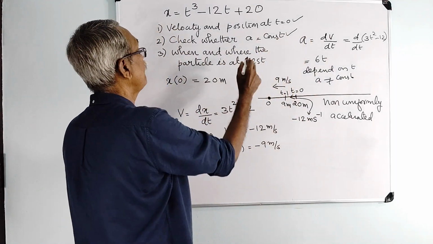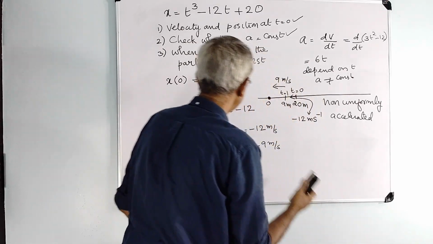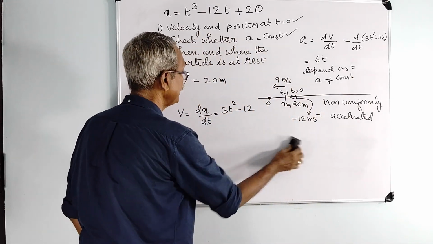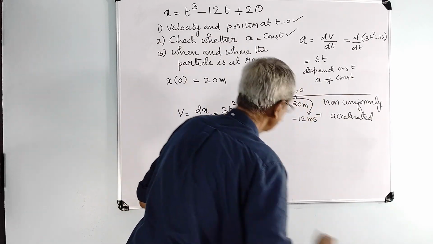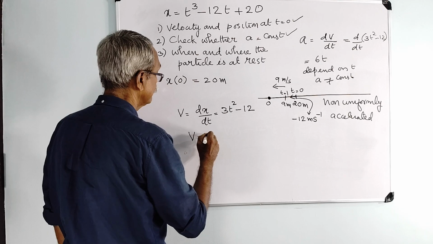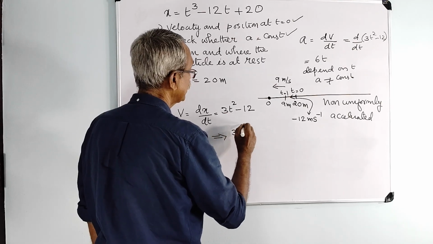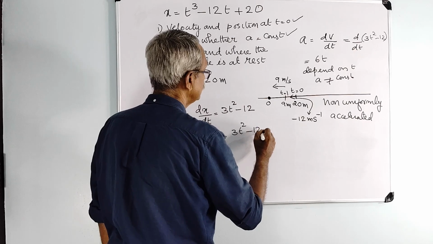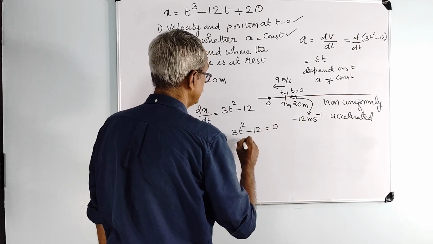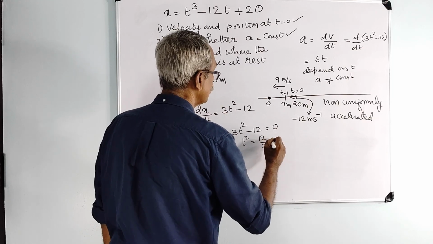Now, when and where the particle is at rest. Particle is at rest means the velocity is equal to 0. So, V is equal to 0 implies that 3t square minus 12 is equal to 0. T square is equal to 12 divided by 3, equal to 4.